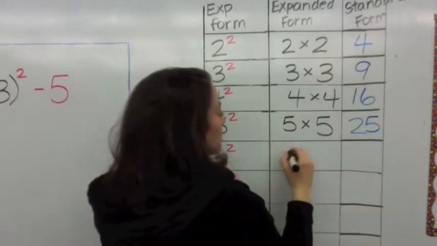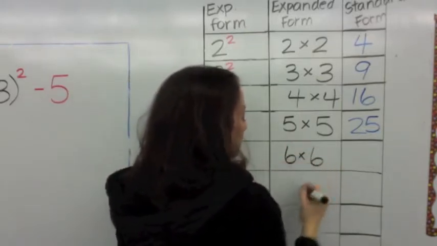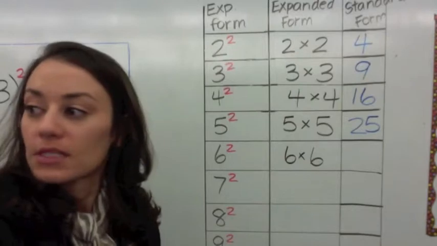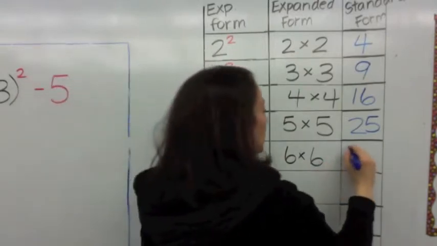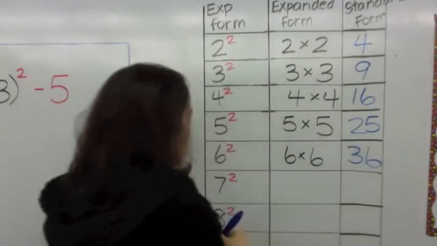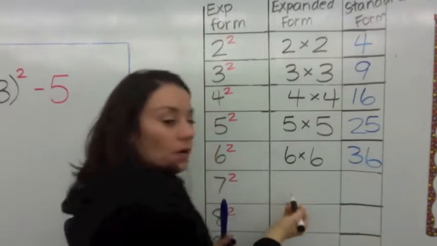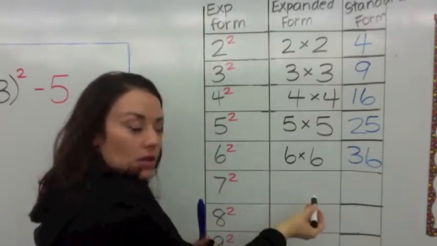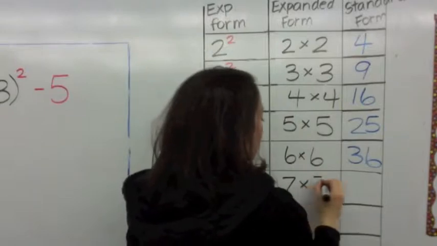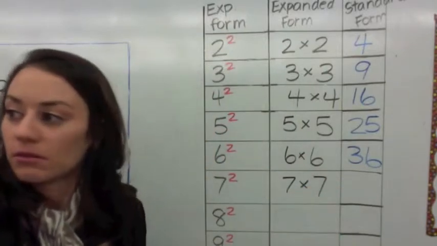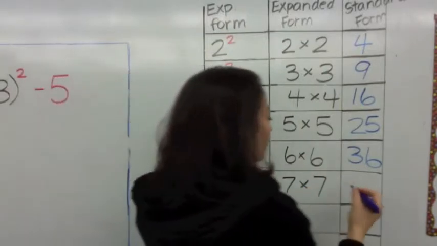6 squared means 6 times 6. 6 times 6 is 36. Very nice. All right. 7 squared, what does it mean? It means 7 times 7. What's 7 times 7? 49.